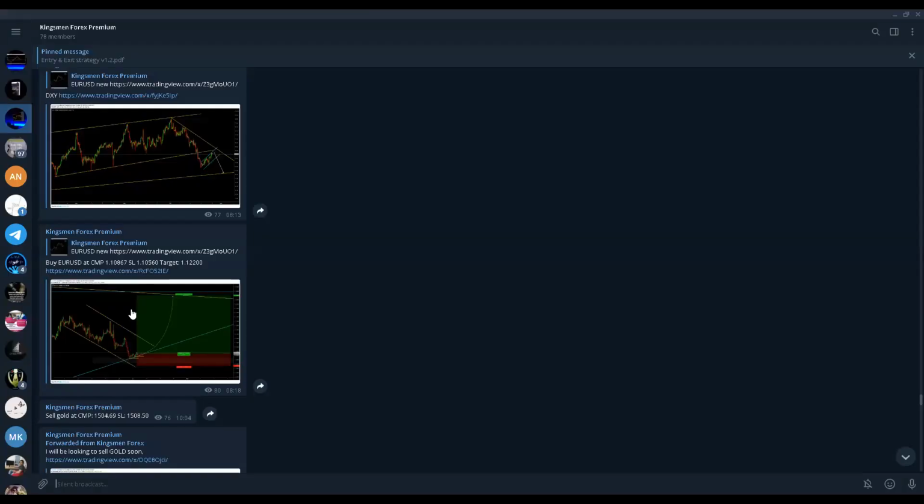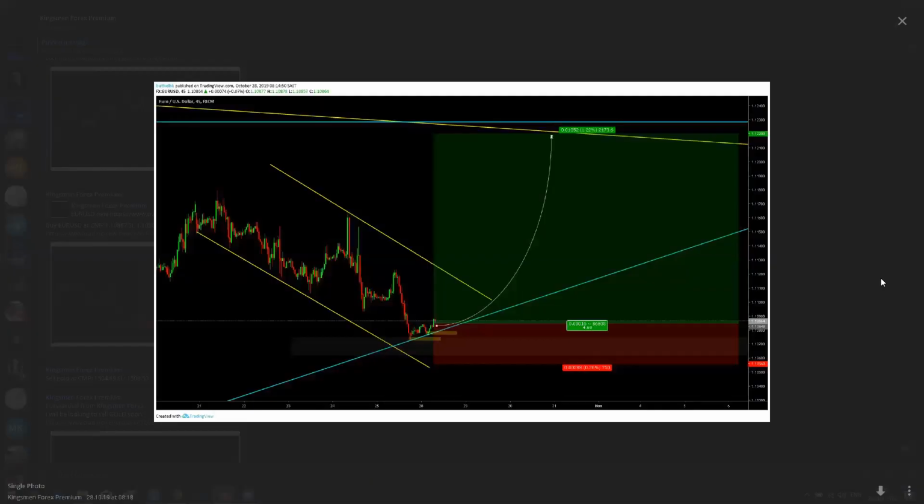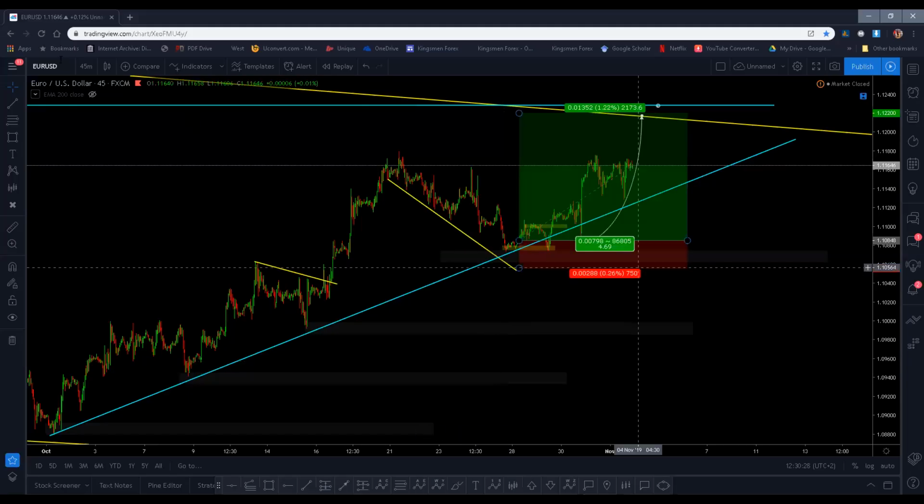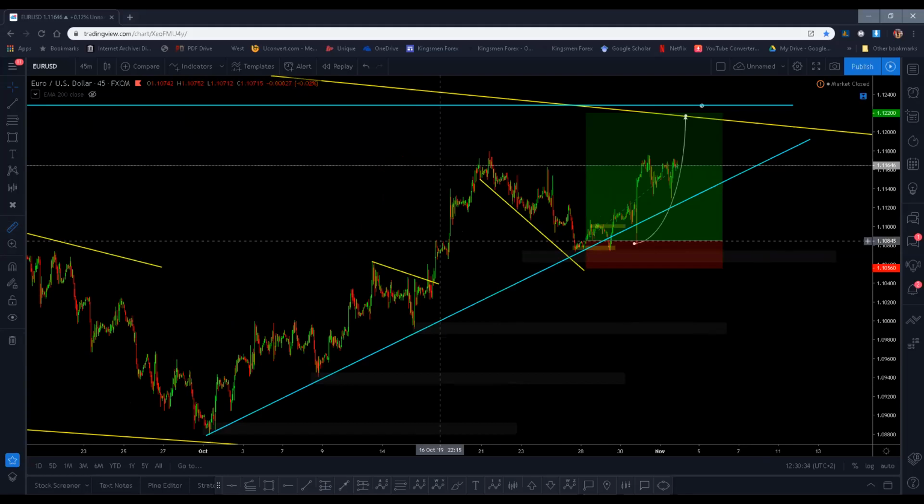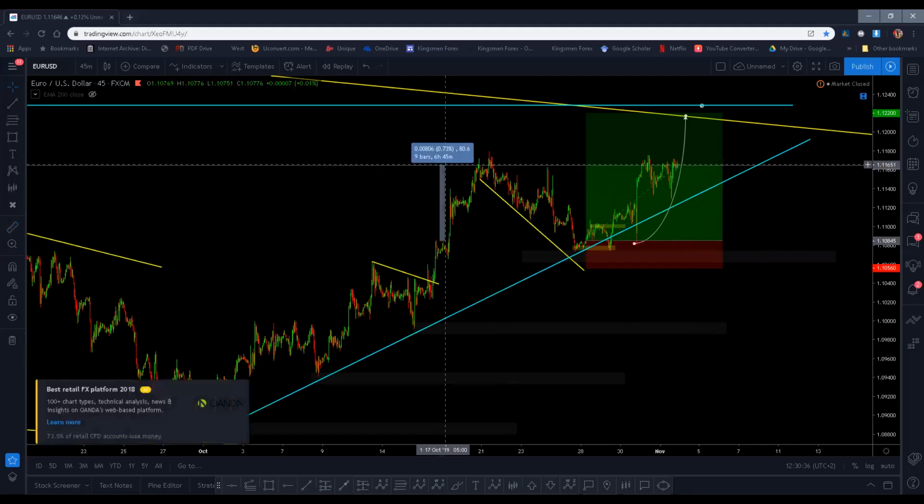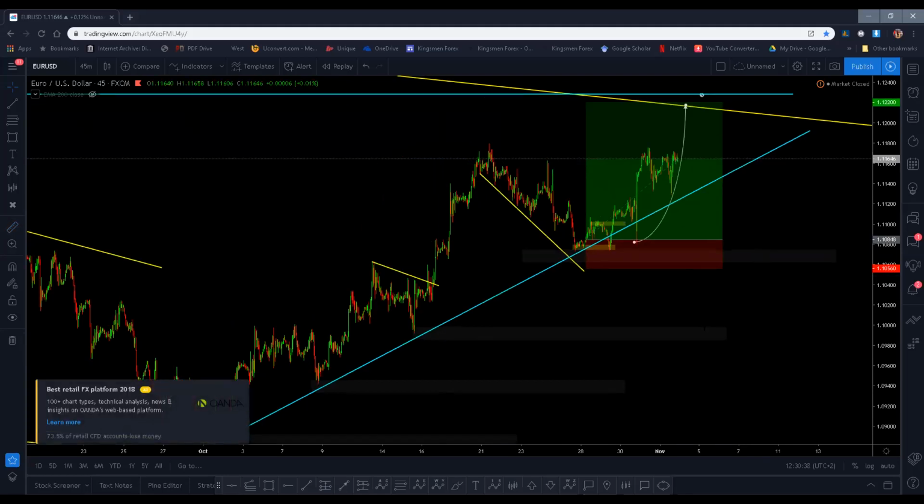This is what our trading plan looks like. This is the 45 minutes chart, corrective structure, breakout, and then it goes to our target. Let's see how it played out on the live chart. This is what our Euro USD trade looks like. Let's see how many pips we are in right now. We are currently holding 80 pips on Euro USD.